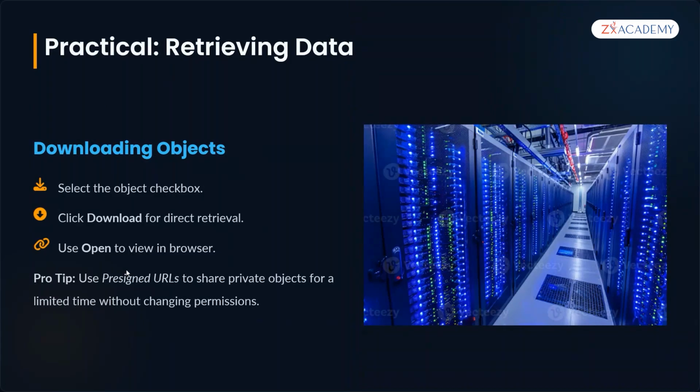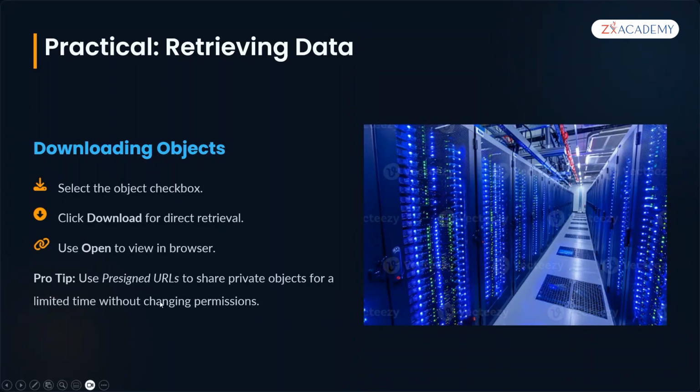You can use Open to view in a browser itself. So the owner can click on the Open tab. Again, this Open tab will be available for all the standard classes, the infrequent access classes, and for Glacier Instant Retrieval, but not for Flexible Retrieval and Deep Archive.